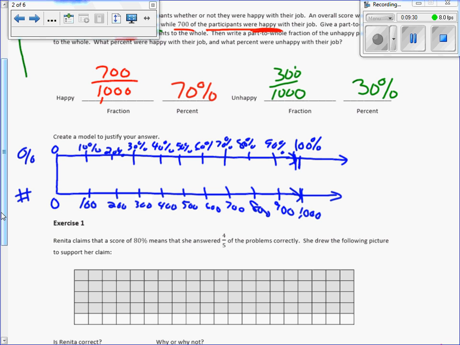So, happy was red, 70% of 1,000, which is 700, and 30% of 1,000, which is 300. And there's our table, our model.